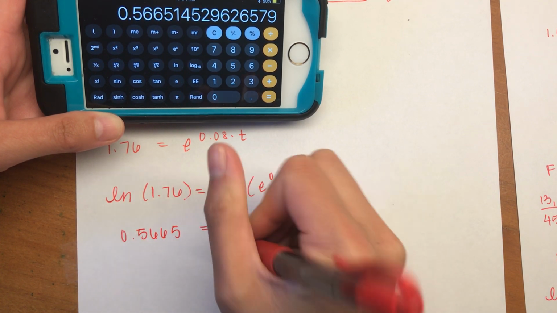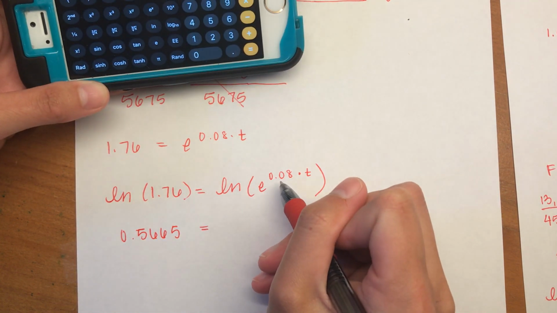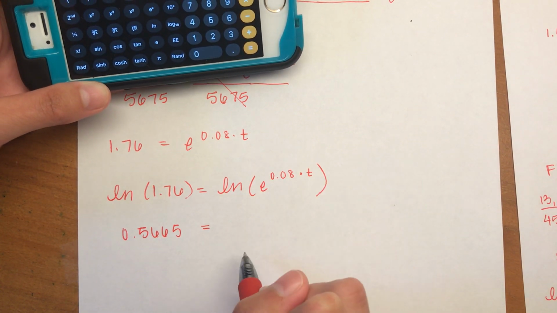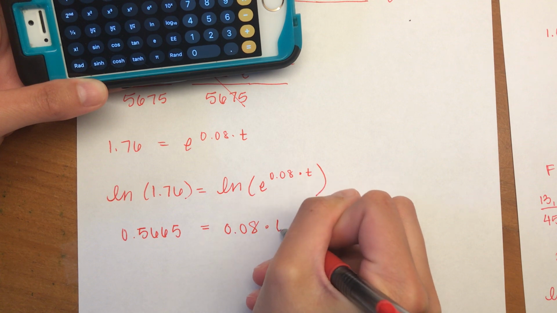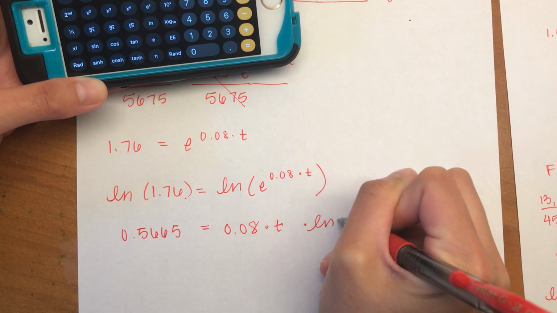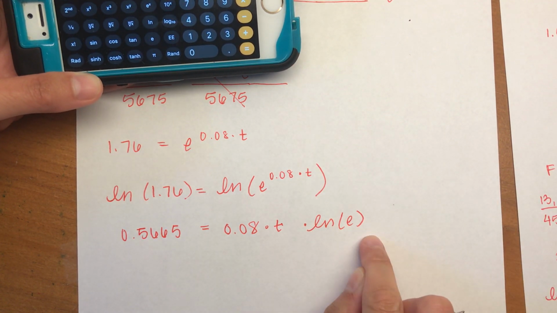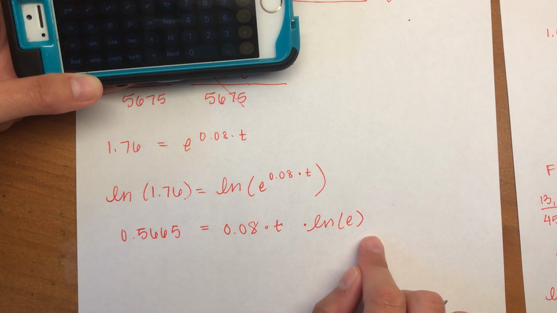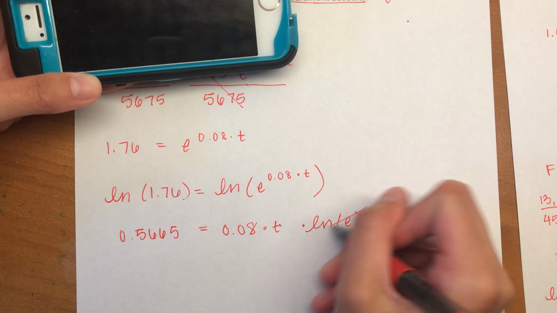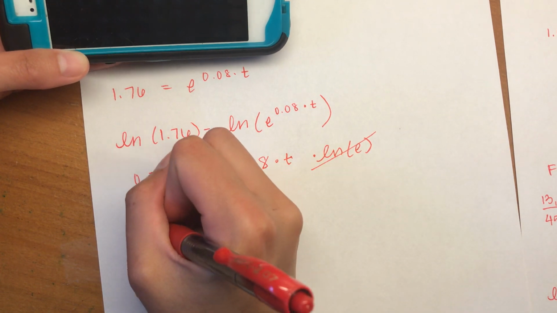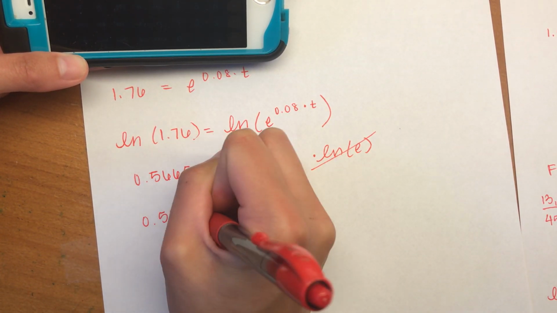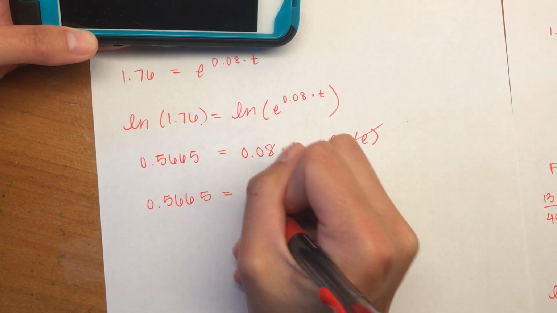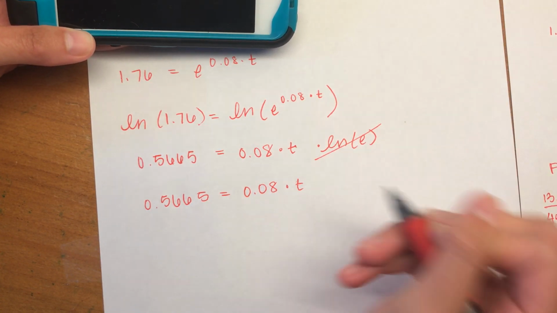0.5665 equals, and I'm using my property of logarithms, so what am I going to rewrite on this side? 0.08 times t times the ln of e. And what do we know the ln of e is going to be? Should simplify to 1. So I can cross that out, and I'm left with 0.5665 equals 0.08 times t.